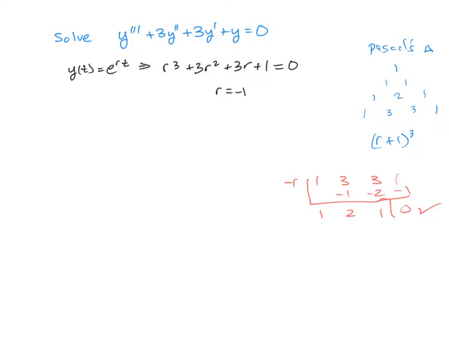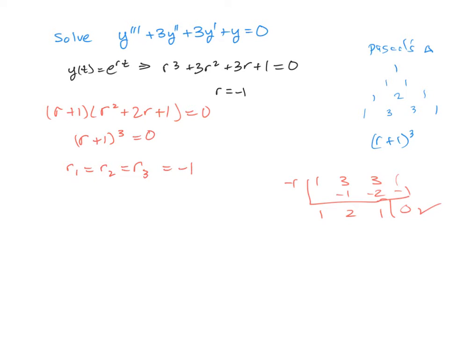So that factors as r plus 1 times r squared plus 2r plus 1 equals 0. And this is recognizable as r plus 1 times itself. So again, this is really r plus 1 cubed equals 0. So our r1 and our r2 and our r3 are all equal to -1.